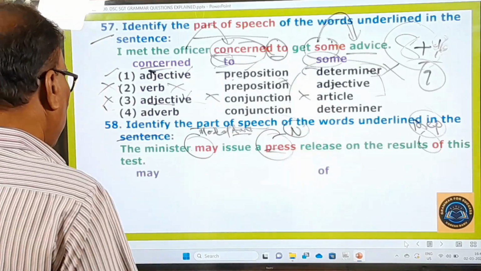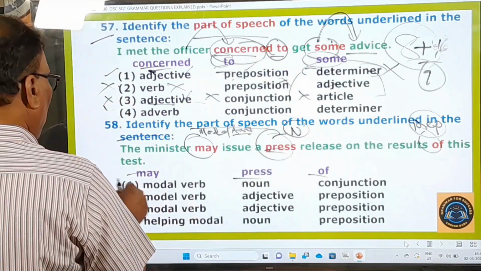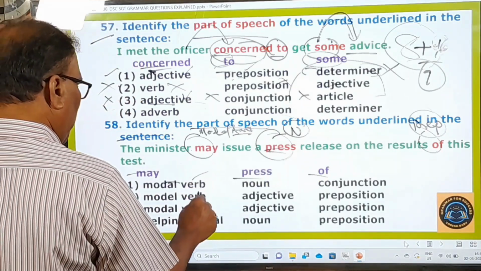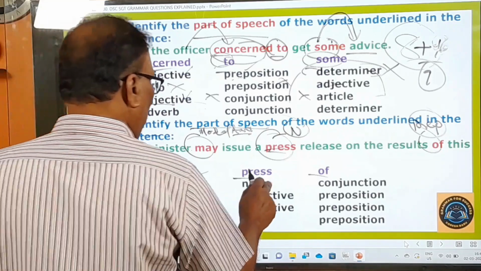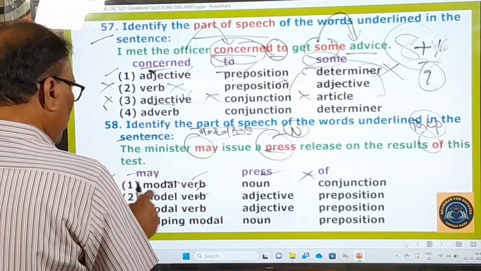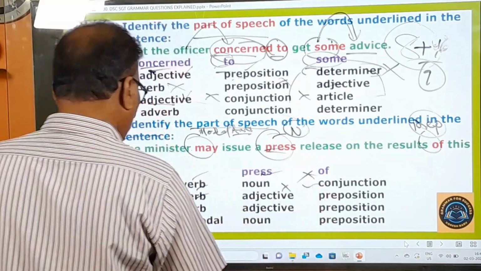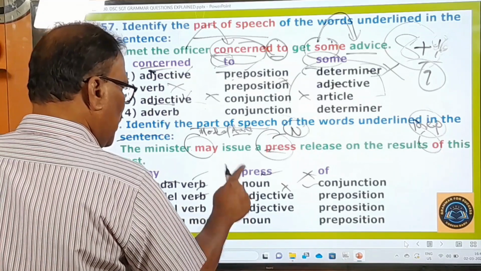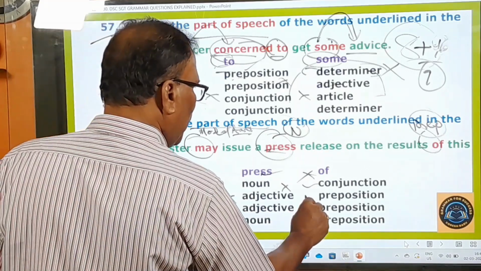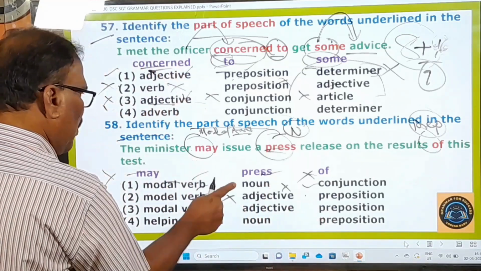Let us look at the options. May, press, of: what are they? Modal verb, okay. Noun is okay. Conjunction is not okay, so the first one is gone. Modal verb, okay; adjective, no. Preposition, okay. Adjective, no; preposition, no. Here the two things given are modal verb and modal adjective.